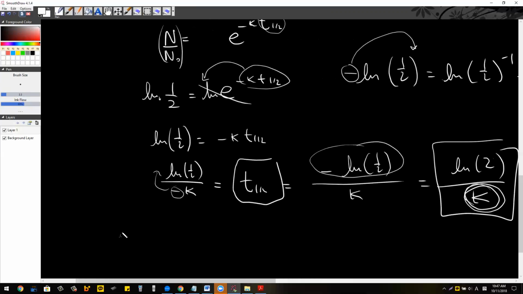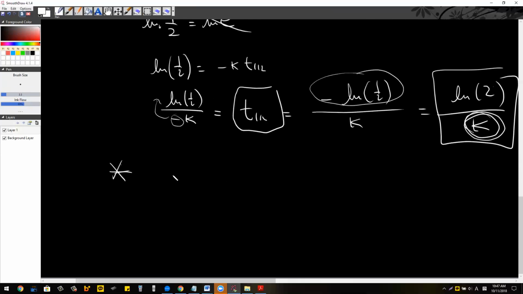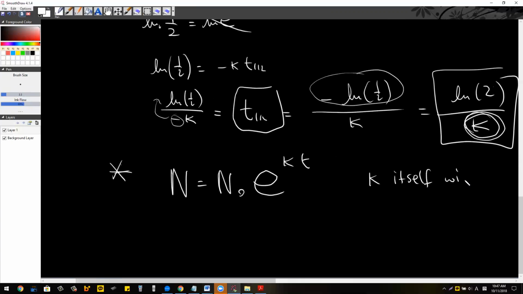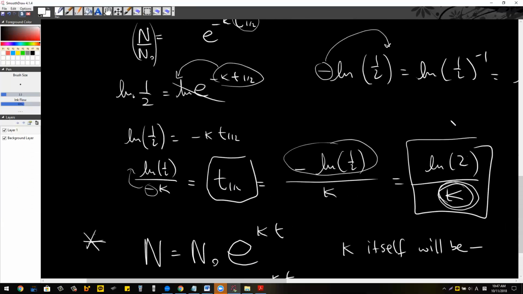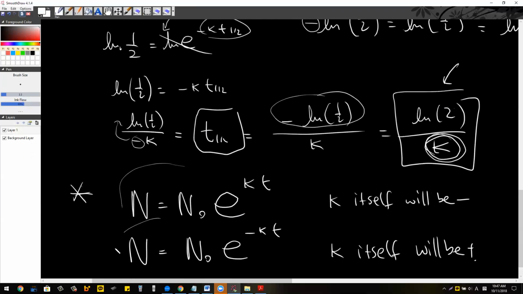But one thing you have to be very careful about is, sometimes textbooks give you this equation with a kt without the negative sign here. In this case, k itself will be negative. But if the question gives you this one, there's already a negative sign there, so k itself will be positive. You have to be very, very careful about this one. So in this case, this equation is based on this one here, isn't it?